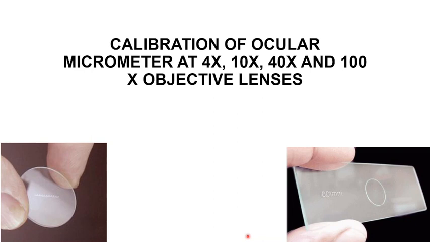For the calibration of the ocular micrometer, we need two micrometers, that are the ocular micrometer and the stage micrometer. In this diagram you can see the ocular micrometer, and we will fit it in the eyepiece of the microscope, while this is the stage micrometer. As its name indicates, we will put it on the stage of the microscope during the calibration of the ocular micrometer.